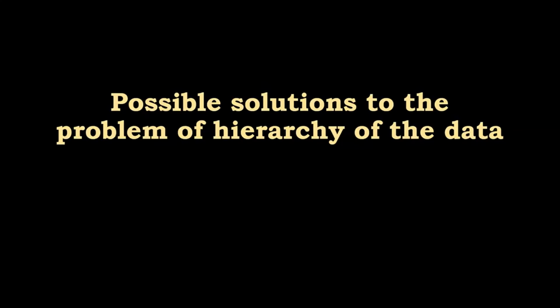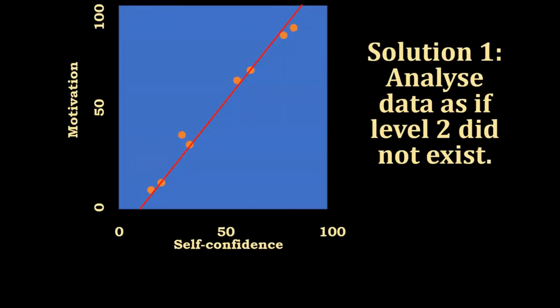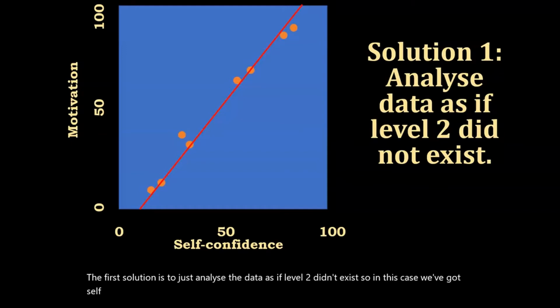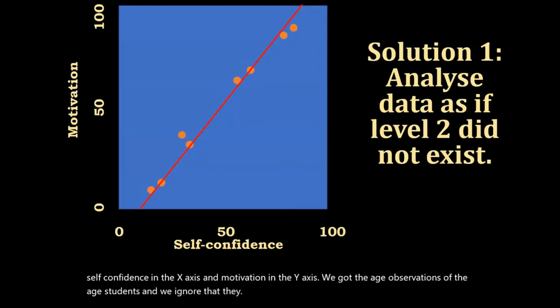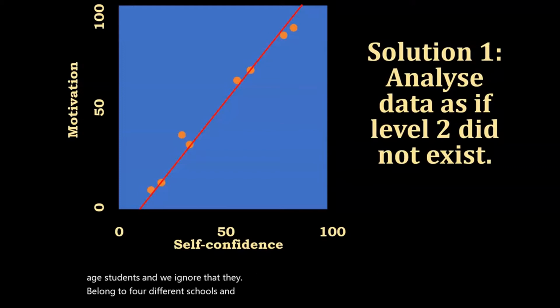I'm going to show here a number of solutions that were proposed to solve the problem of the hierarchy of the data. The first solution is to just analyze the data as if level 2 didn't exist. So in this case, we've got self-confidence on the x-axis and motivation on the y-axis. We've got the 8 observations of the 8 students, and we ignore that they belong to 4 different schools, and we just obtain a linear model, a regression line with those 8 participants.